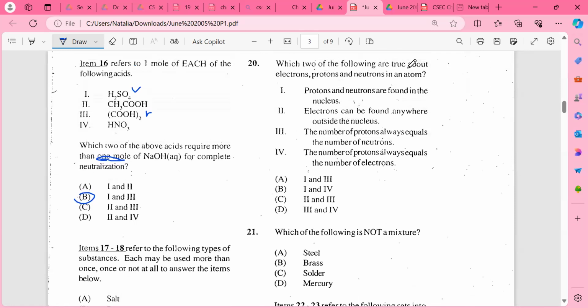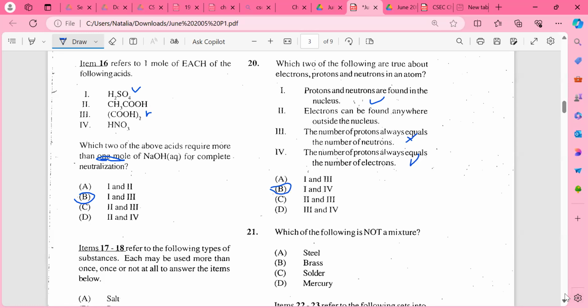Which two of the following are true about electrons, protons, neutrons? Protons and neutrons are found in the nucleus. That is true. Electrons can be found anywhere outside of the nucleus. Electrons are generally found in shells. Let's see if we're going to pick that. Number of protons always equal to the number of neutrons. That is not true. Number of protons always equal to the number of electrons. That is true. So we're looking for 1 and 5. The answer is B.